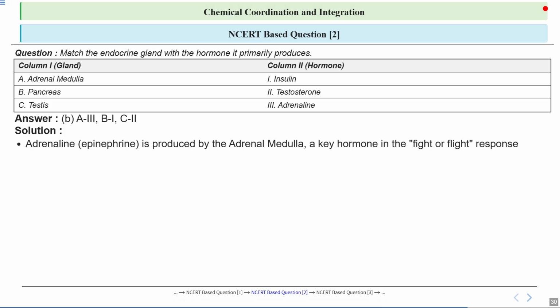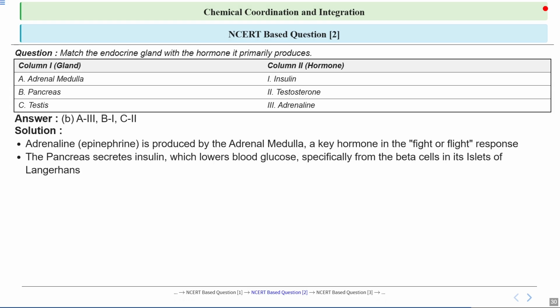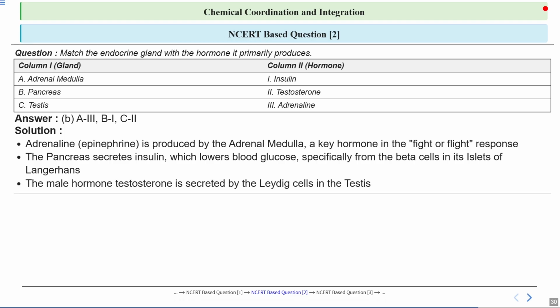So we know adrenaline, or we can say epinephrine, is produced by the adrenal medulla, which is a key hormone in the fight or flight response. The pancreas, we know, secretes insulin, which lowers blood glucose, specifically from the beta cells in the islets of Langerhans. Then we also talked about the testes, which lead to secretion of testosterone, a hormone that has dual function in the adult male. The male hormone testosterone is secreted by the Leydig cells in the testes. It plays a key role in development of male secondary sexual characteristics such as muscle growth, facial hair, and a deep voice.